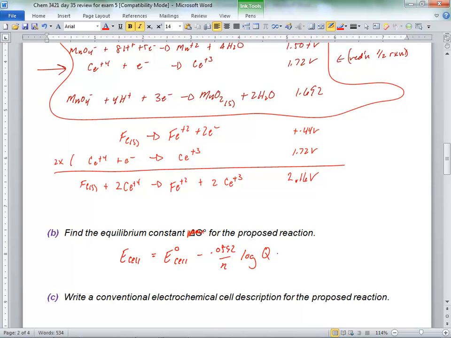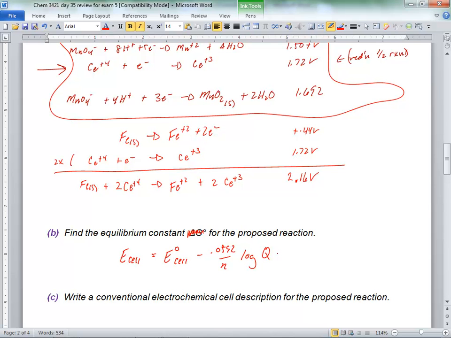Do you remember how to get the equilibrium constant? E cell has to be what number? At equilibrium, E cell, you measure on the voltmeter, it's a dead battery. It's at equilibrium, so 0. So this is 0. We're at equilibrium, so Q now becomes K.